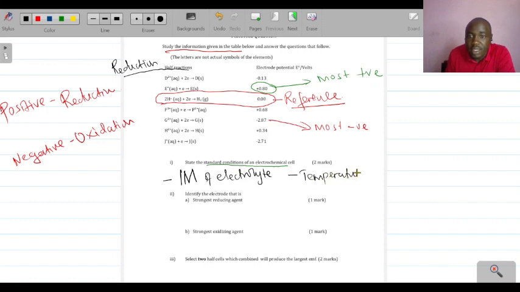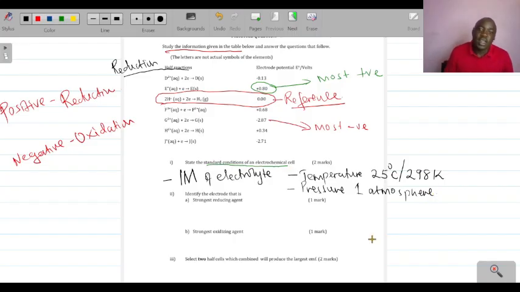And in this case, temperature, we use the room temperature, which is 25 degrees Celsius, which we can convert to be 298 Kelvin. We always have another condition, that is pressure of at least 1 atmosphere. And those are the three conditions that must be maintained whenever we want to measure the electrode potentials.